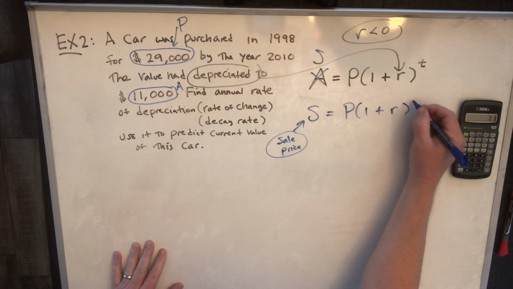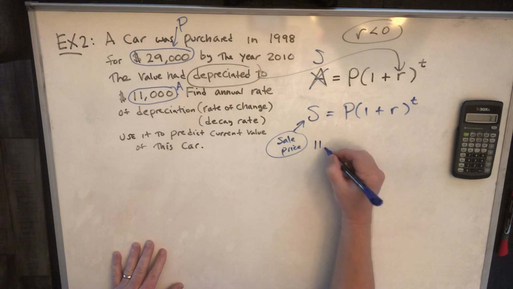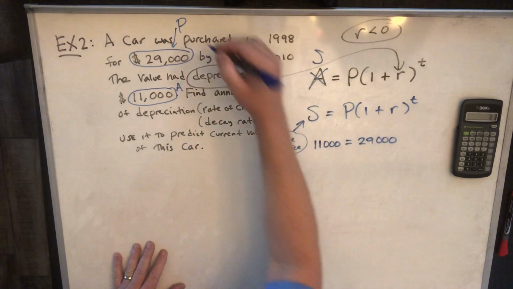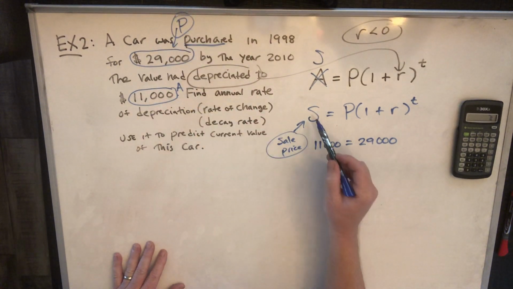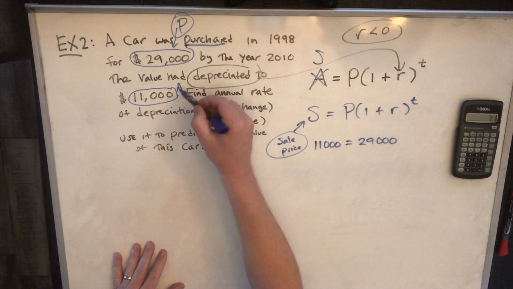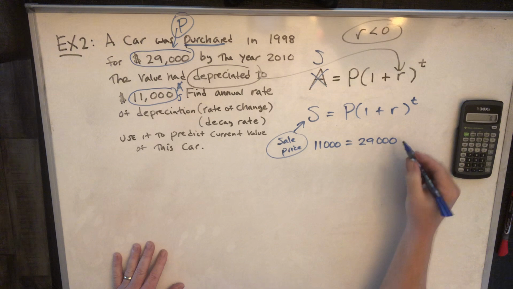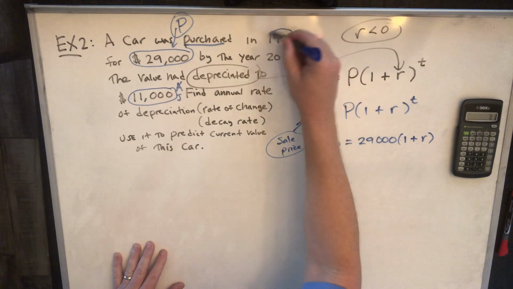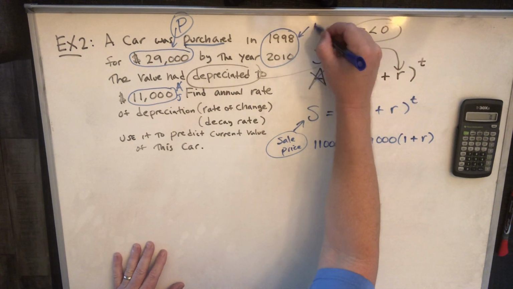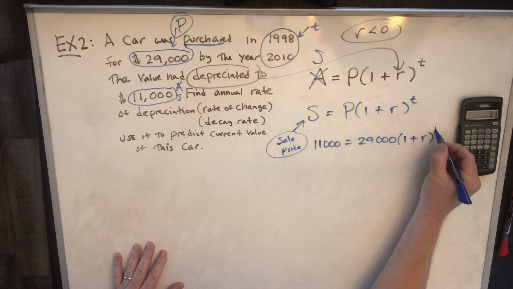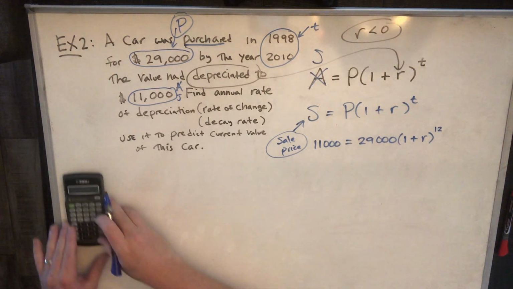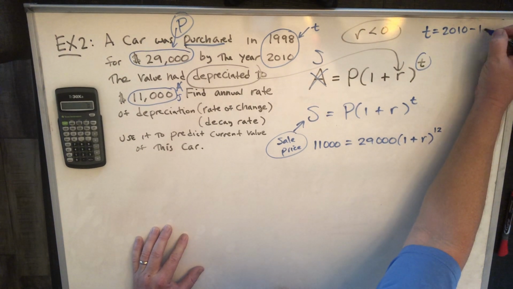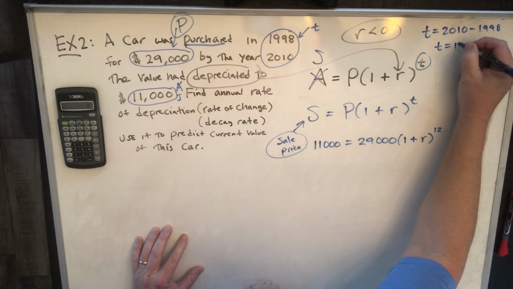So put everybody in here. Your sale price is $11,000. The purchase price, $29,000. So purchase price is P. Sale price is either A or S, whichever you want to use. And then you're going to solve for R. Now what's our T? T is 12. Just use mental math for that. T is 2010 minus 1998. So T is 12 years.